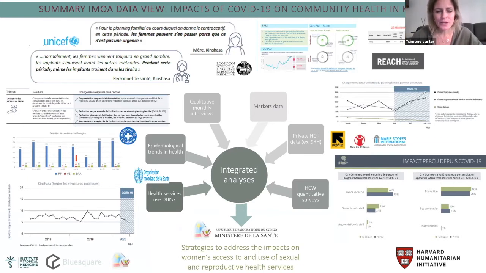So in this case, we look at health services data. So we see on the left the use of health services structures. This is DHIS2 data. It's analyzed using an interrupted time series analysis for trends. Then we have epidemiological trends in the outbreak. We look at different reports from healthcare centers as well on their data. We have qualitative monthly reviews with healthcare workers, with women, men, and young women.